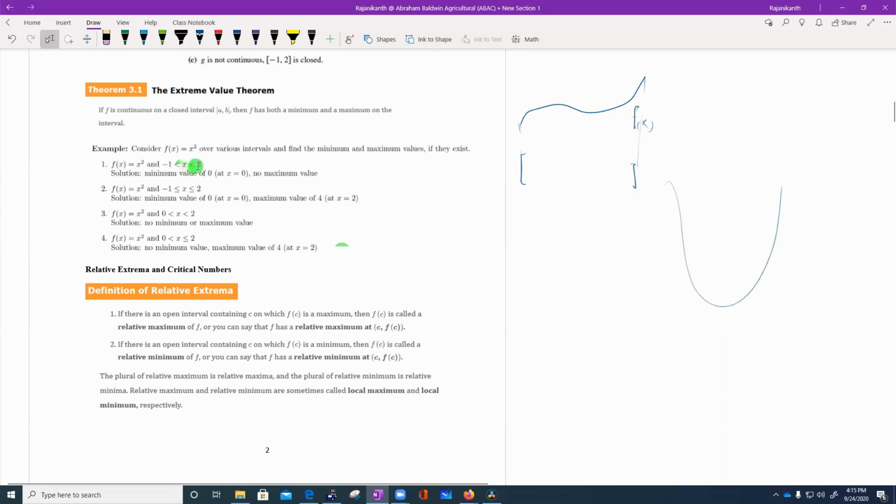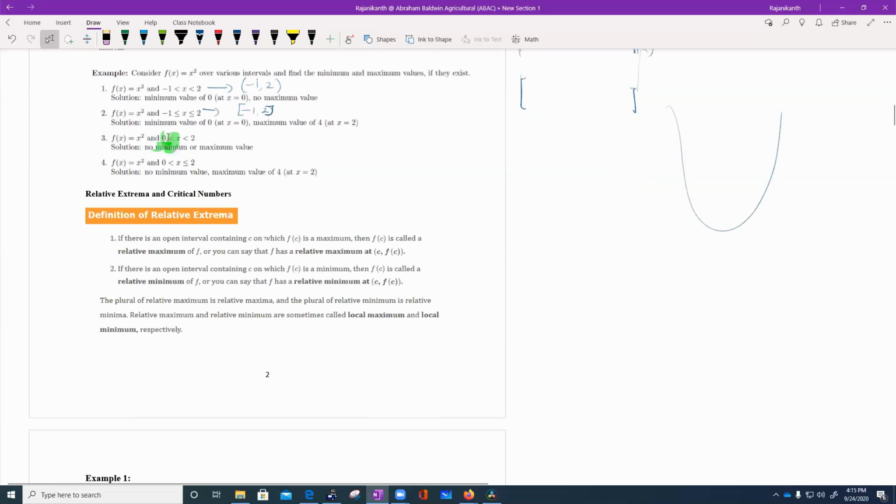Your x should be less than 2. You don't see an equal sign here. Therefore, this is nothing but an open interval. In other words, you could write this inequality as the open interval -1 and 2. That's the meaning. So there's no maximum. But this is a closed interval. You are including endpoints -1 and 2. In other words, you could write it like this. So definitely you will find a maximum and minimum value because of the extreme value theorem.